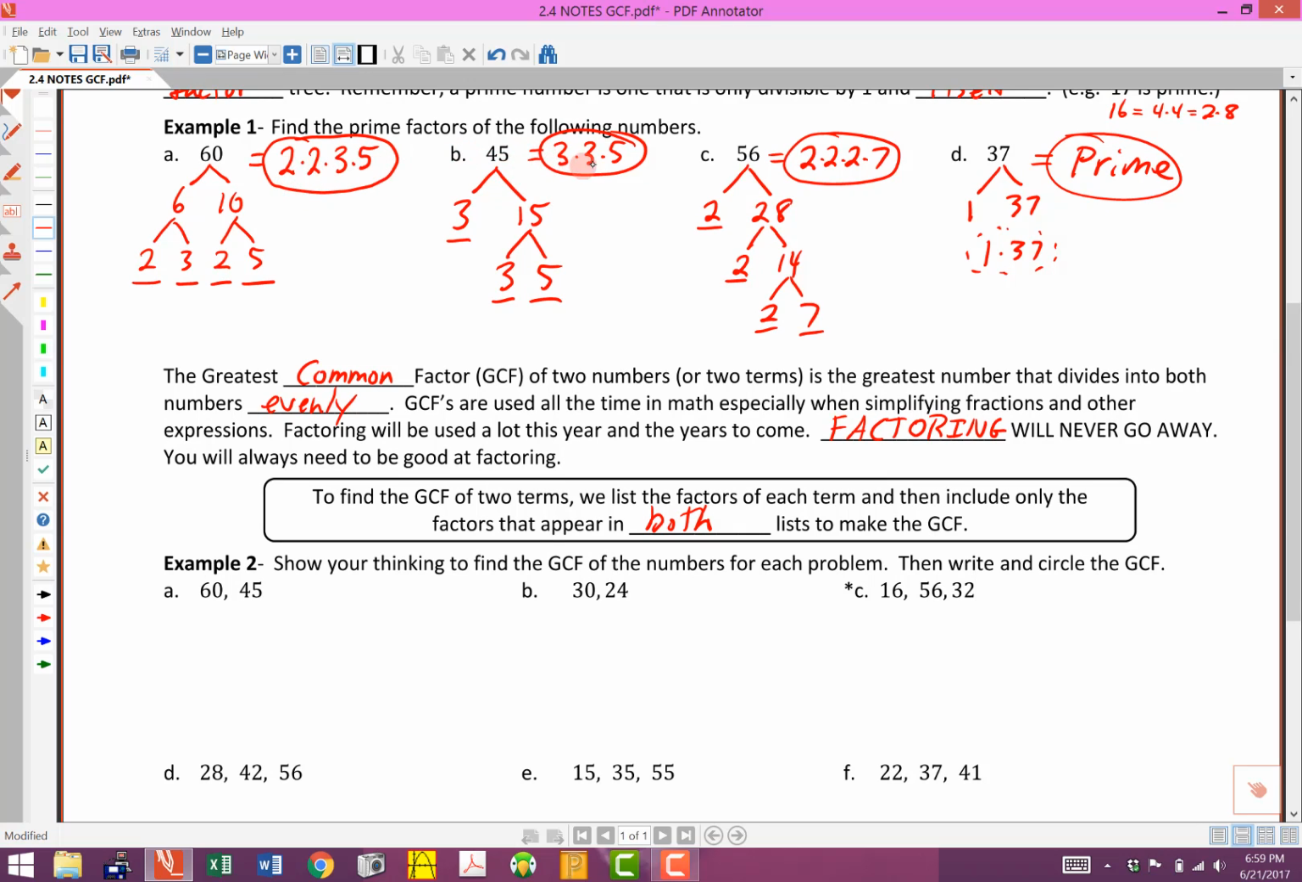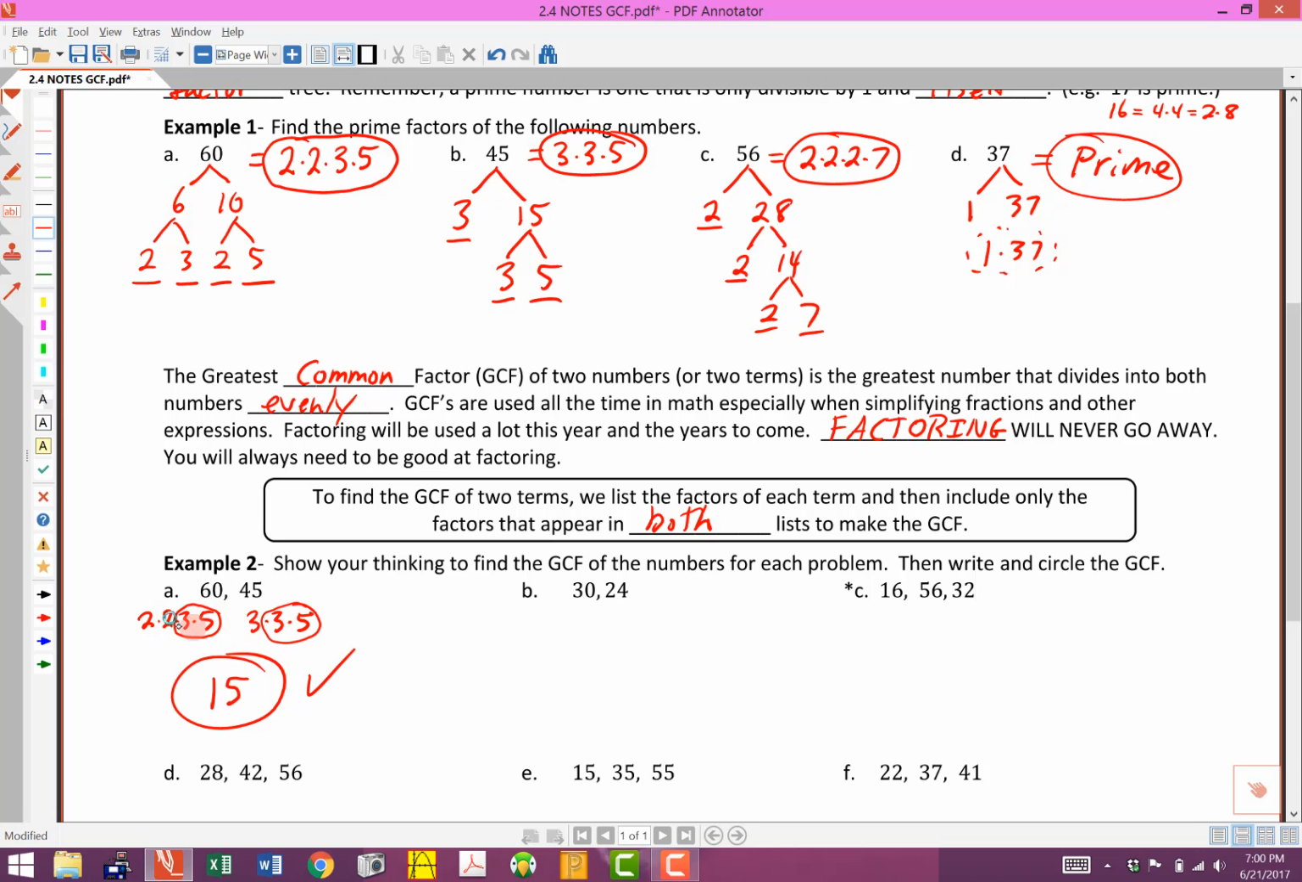So we already have a list of the prime factors for each of those. So 60 is 2 times 2 times 3 times 5. 45 is 3 times 3 times 5. Now remember, we're only going to include factors that appear in both lists to make the GCF. So there's a 3 here and a 3 there, there's a 5 here and a 5 there. So I've got a 3 and a 5 here and a 3 and a 5 there. So that means the GCF is 3 times 5, or in other words, it's 15, and that's it, we're done. Here's the answer.